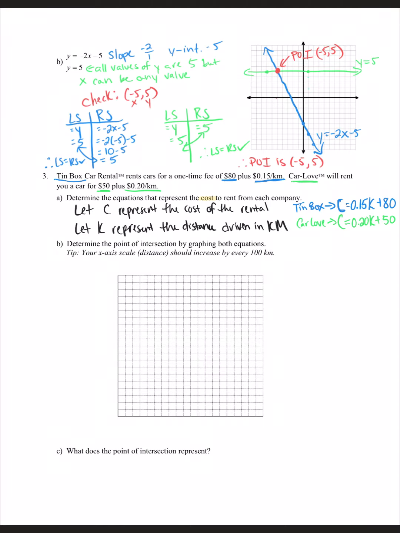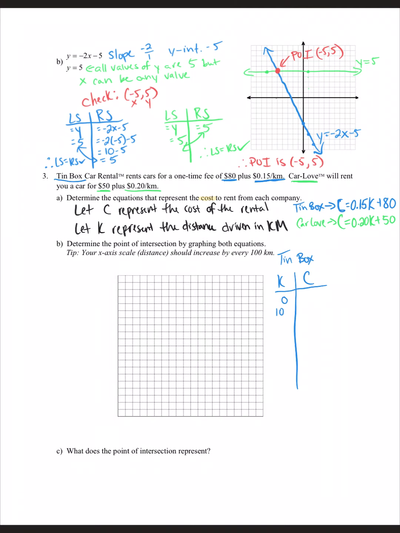So let's first do a table of values for Tin Box, because we can always graph from our table of values, and we know that we're going to have some kilometers driven, okay, that's going to essentially represent our x variable, and that's going to relate to some cost. So it says here for a tip, your x-axis distance should increase by every 100 kilometers. So let's use that information to help us with our table of values, okay? It's saying that our x scale should increase by 100 kilometers.